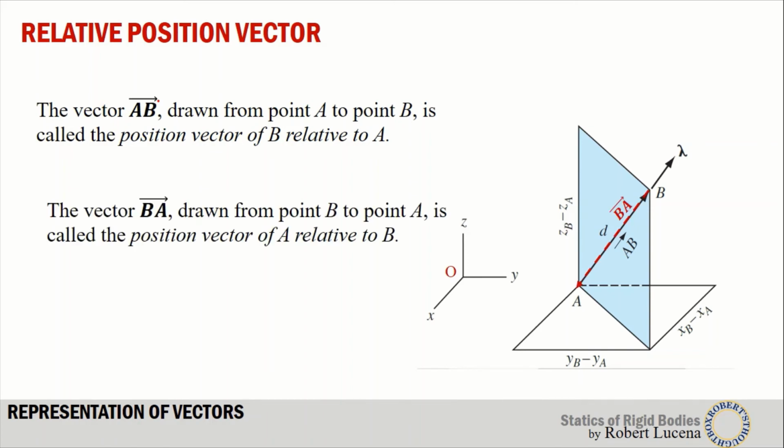Now, if you draw it the reverse way, say for example, you draw a vector from B to A, you call that one the position vector of A relative to B, because B is the starting point of your vector. So if AB is directed in this manner and BA is directed in its opposite manner, therefore vector AB is the negative of vector BA.